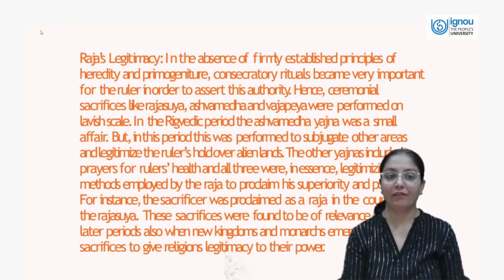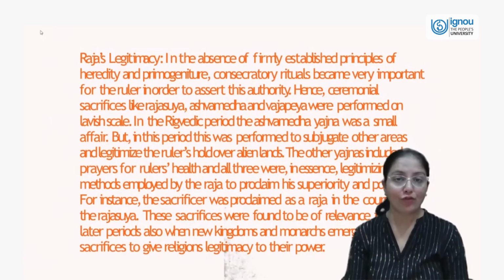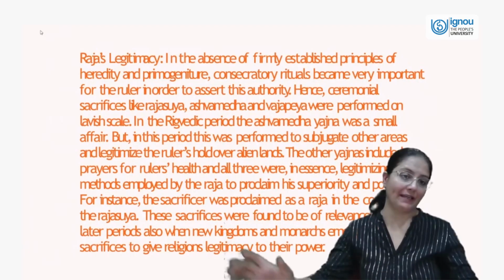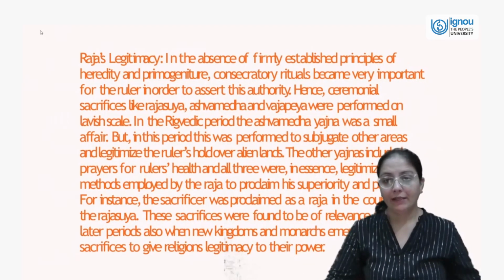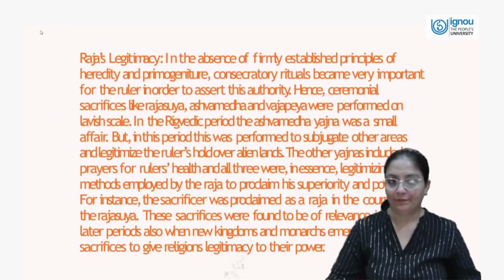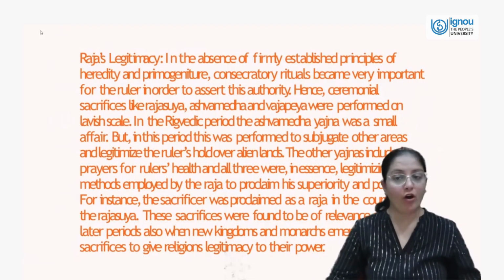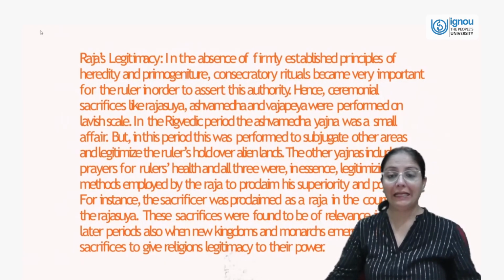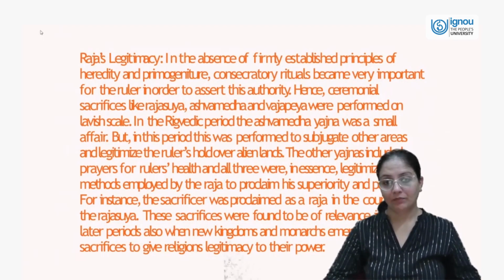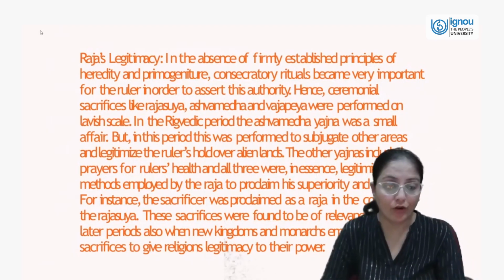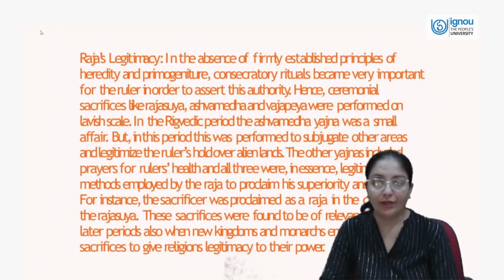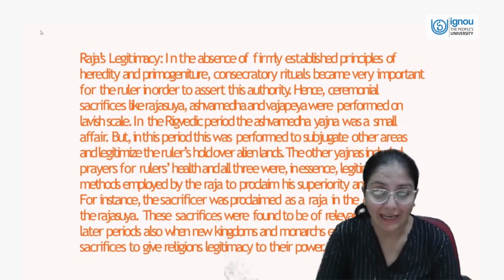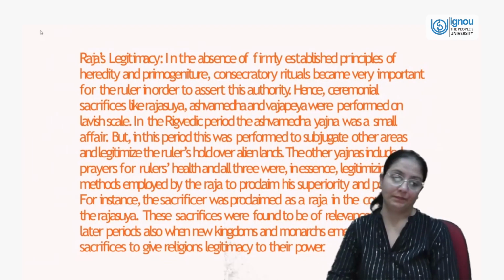Here, ceremonial sacrifices like Rajasuya Yajna, Ashwamedha Yajna, and Vajapeya Yajna were performed on a lavish scale. In the Rigvedic period, the Ashwamedha Yajna was a small affair. But in this period, it was performed to subjugate other areas and legitimize the ruler's hold over alien lands. The other yajnas include prayers for the ruler's health. All three were in essence legitimized methods employed by the Raja to proclaim his superiority and power.